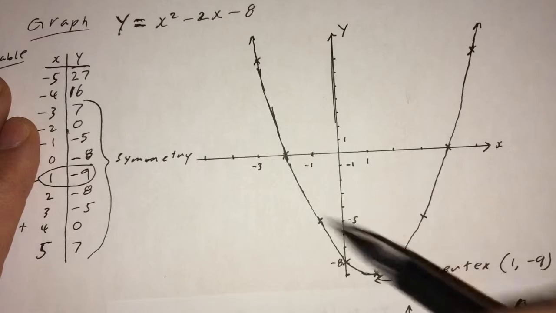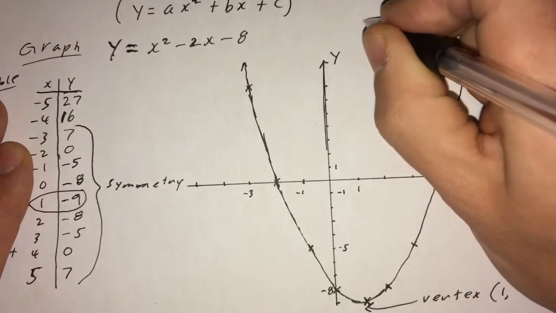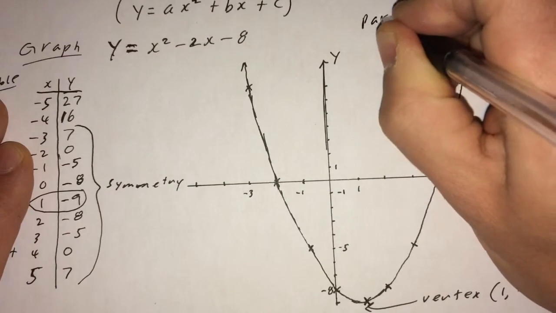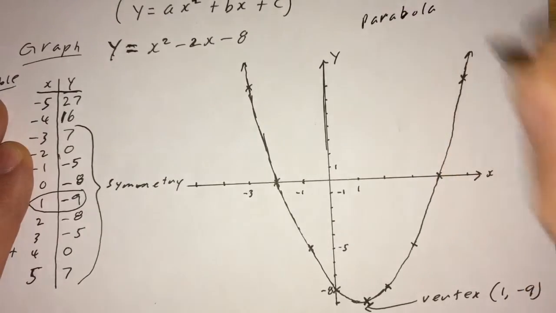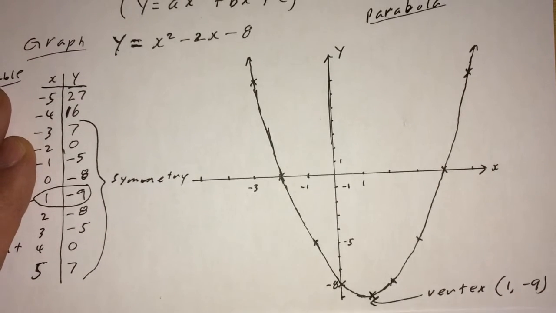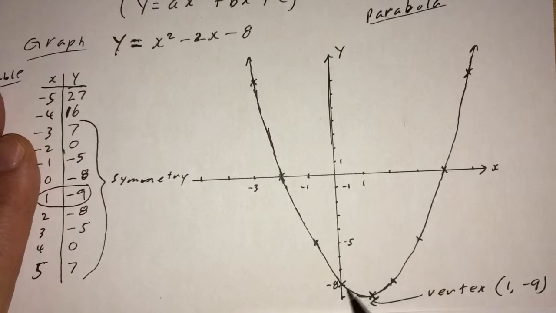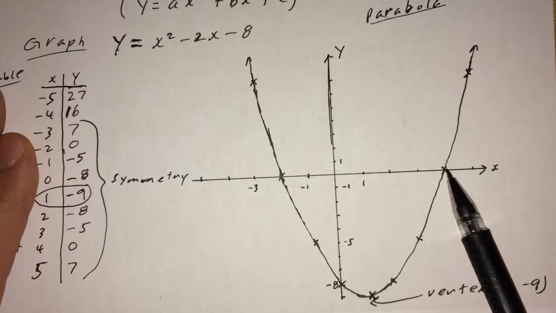Okay, so these shapes of quadratic relations are called parabolas. So let me write this down here for you. So it's a parabola. Okay, so that shape's called the parabola. Now, when we look at it, we can see the y-intercept. Okay, it's -8, and we can see x-intercepts in this one.